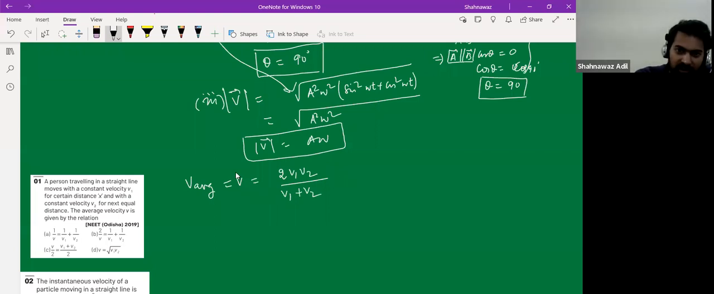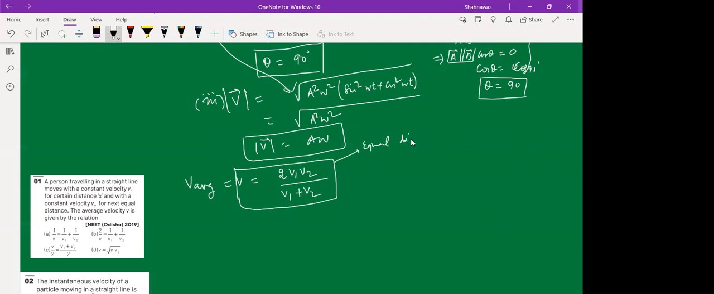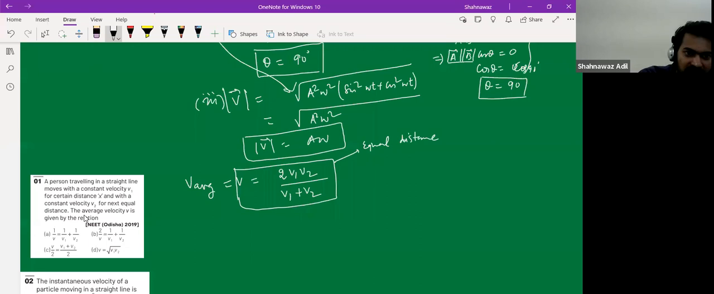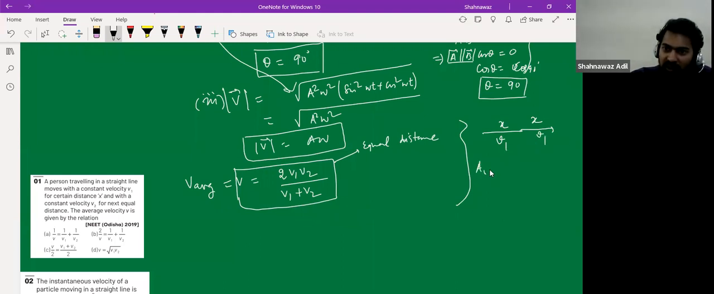Do you remember this formula for equal distance? Yes, sir. Here it is given the next equal distance, so you know this was the formula. If you want to derive this, you can just calculate. Let's say this is x, this is x, this is your v1, this is your v2. So average velocity will be total distance by total time. Your total distance is x plus x, and your time t1 is x by v1, right?